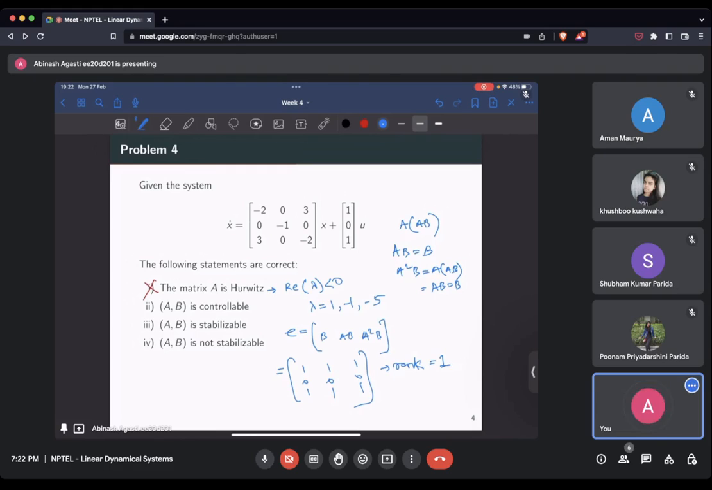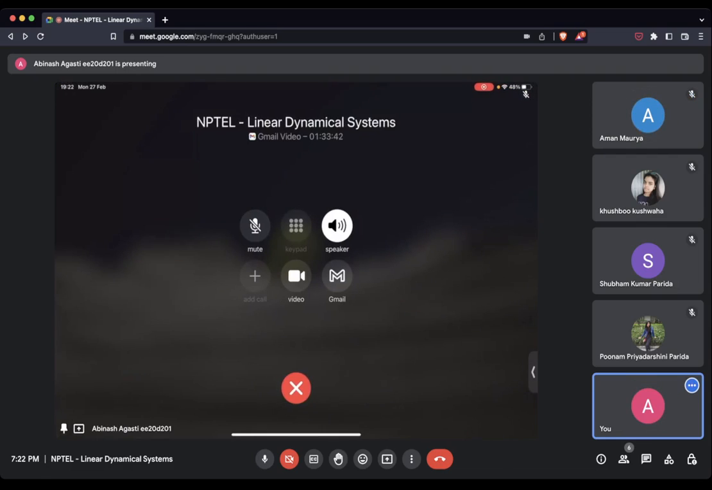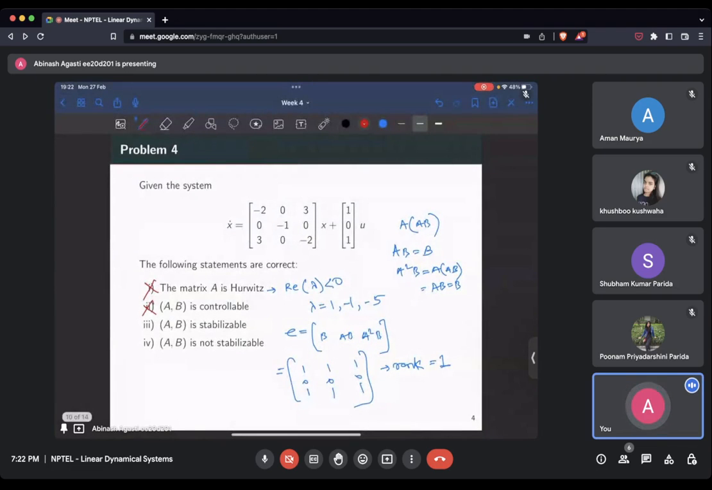So then obviously the system is not controllable. Now, is it stabilizable? Yes, sir. How can we say so? Sir, eigenvalues -1, -5.